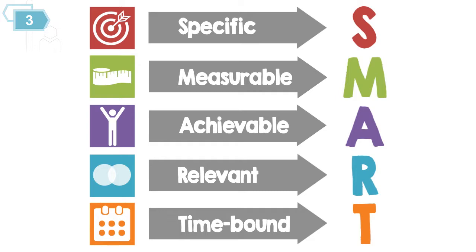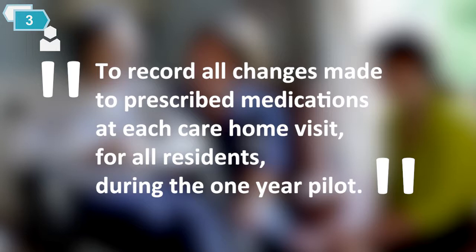So for this example, a SMART objective would be to record all the changes made to prescribed medications for all of the residents at each care home visit during the 1-year pilot. So this is specific because it reflects that we're recording all the changes, the stopping, starting and changing the drugs. It's for each visit and it's for all residents. So from this we can measure the reduction in prescribing. It's achievable, in other words, it's possible to get this information, it's relevant to the aim, and also there's a time frame put on it. It's during the 1-year pilot.